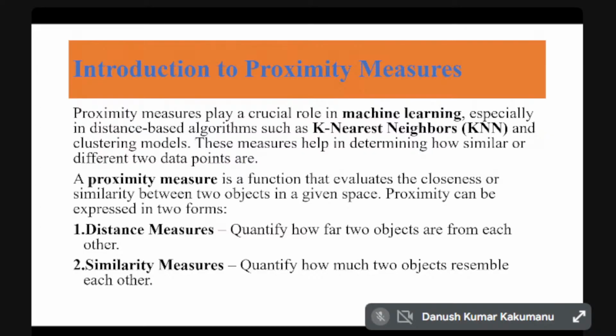Proximity measure can be expressed in how many forms? Two forms. One is similarity, another one is distance.